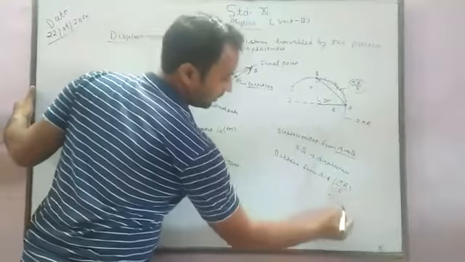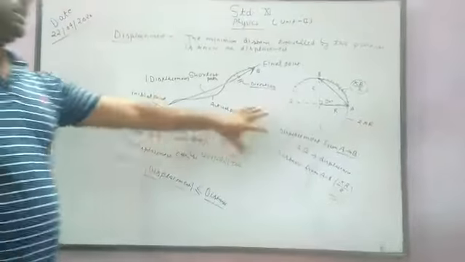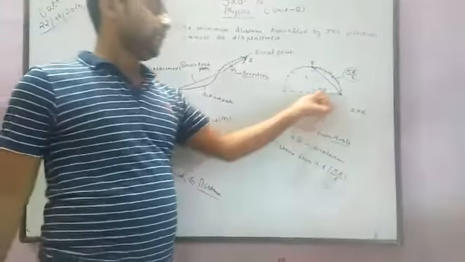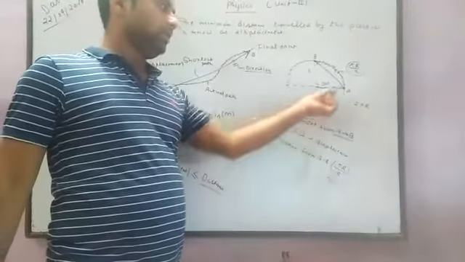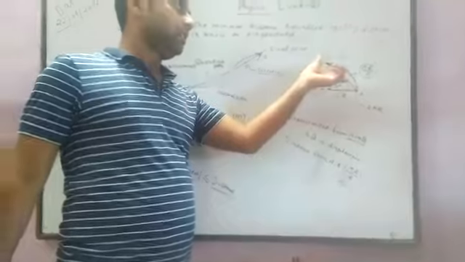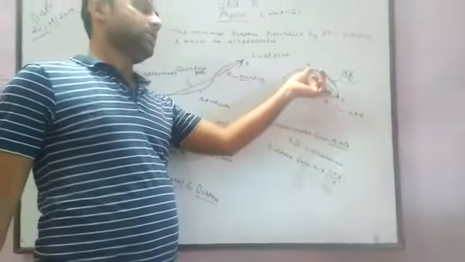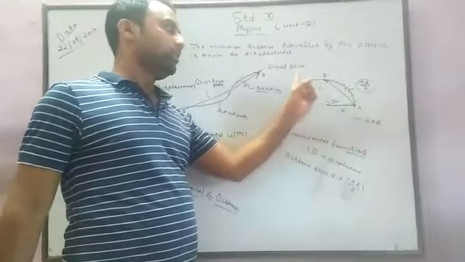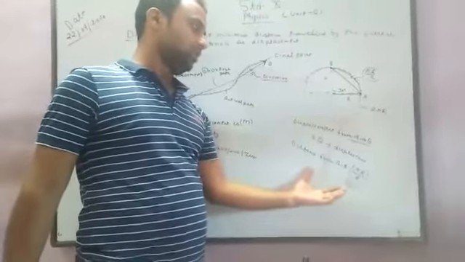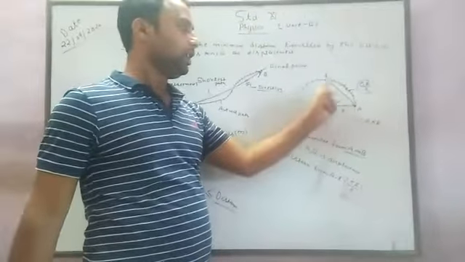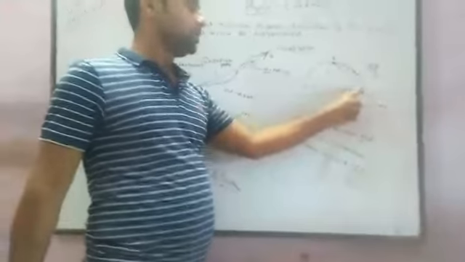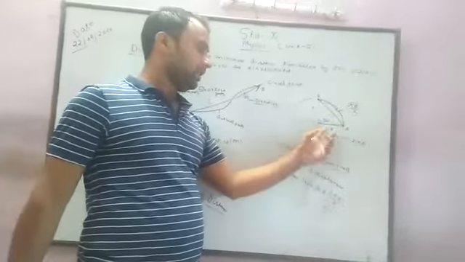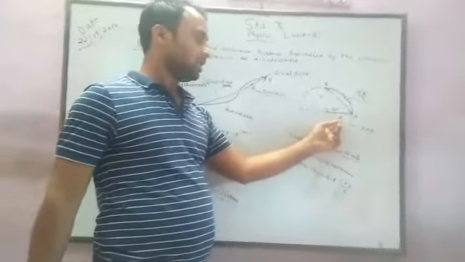Here we can understand what is the basic difference between the distance and displacement. If we are interested to find the displacement, we join initial and final point, and the shortest minimum distance is known as displacement, and the actual path which is traveled by the object is known as distance. If a particle is moving from A to B, this is the displacement, and this curved path is known as distance.